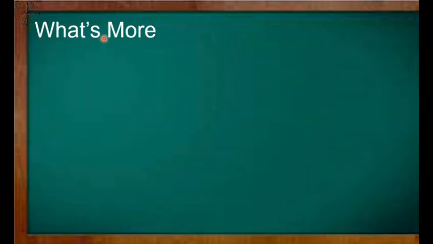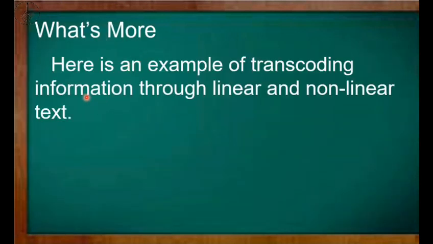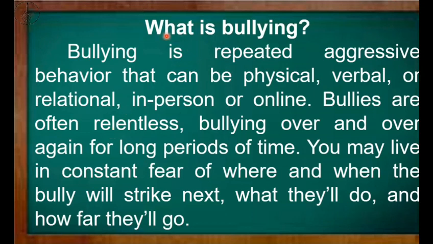Under what's more in your module, here is an example of transcoding information through linear and nonlinear text. What is bullying? Bullying is repeated aggressive behavior that can be physical, verbal, or relational, in person or online. Bullies are often relentless, bullying over and over again for long periods of time. You may live in constant fear of where and when the bully will strike next, what they'll do, and how far they'll go.